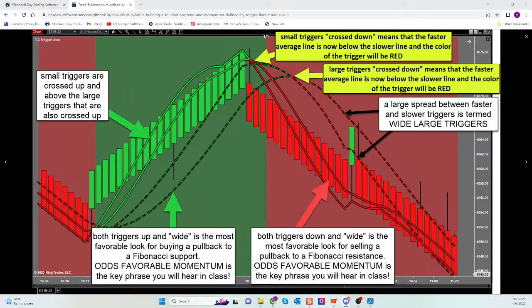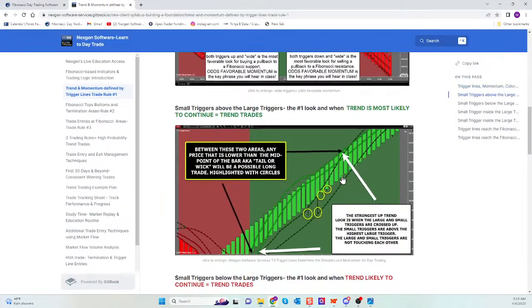A lot of people like to put OFM on their chart. And this is a key phrase that you're going to hear in class, because this should be your look for every long trade as a new user. And just the same over here, small triggers below the large triggers are wide. It's that spread between the two. Lets me know that the odds are favorable for the market to continue down. It's that odds favorable momentum. And we're going to look for opportunities with that odds favorable momentum.